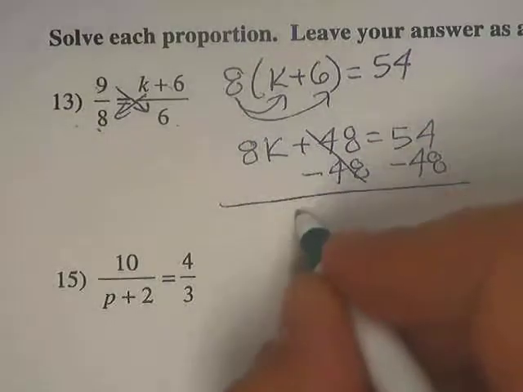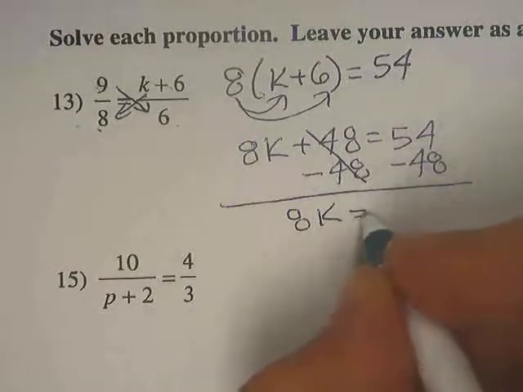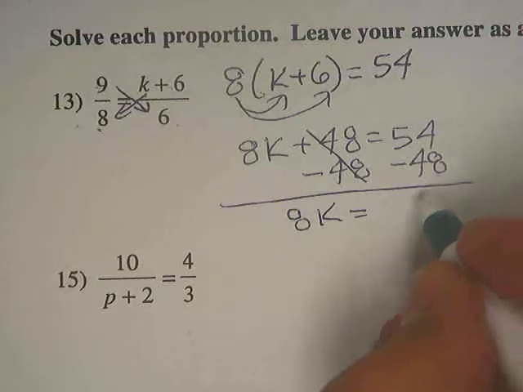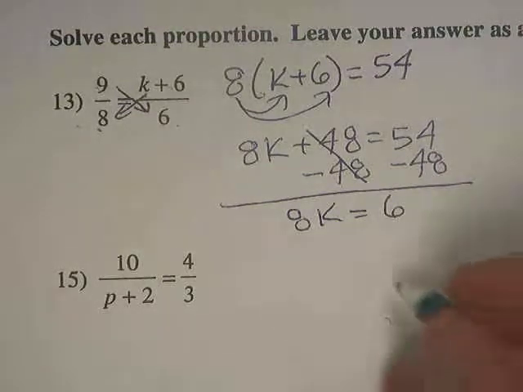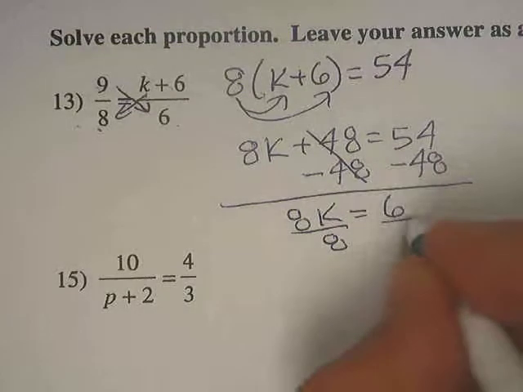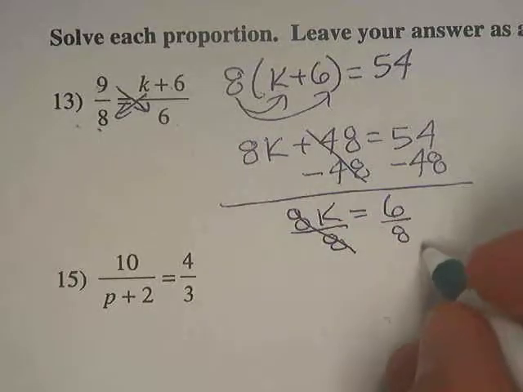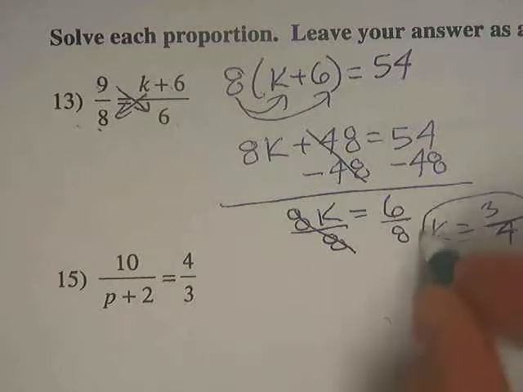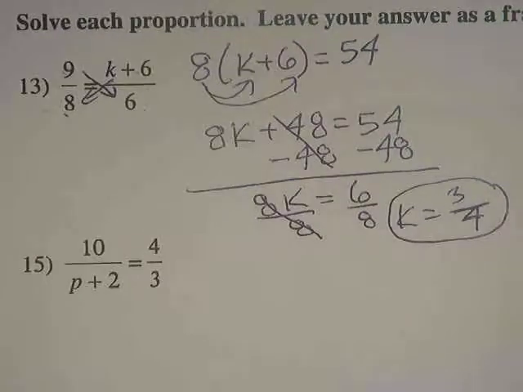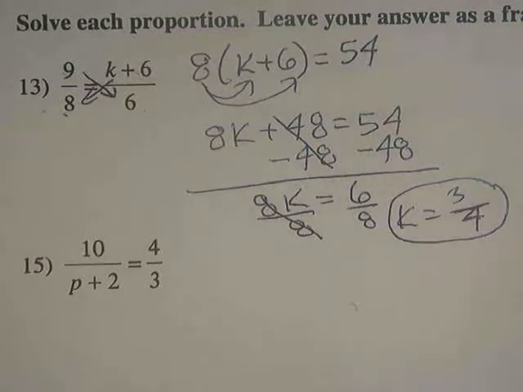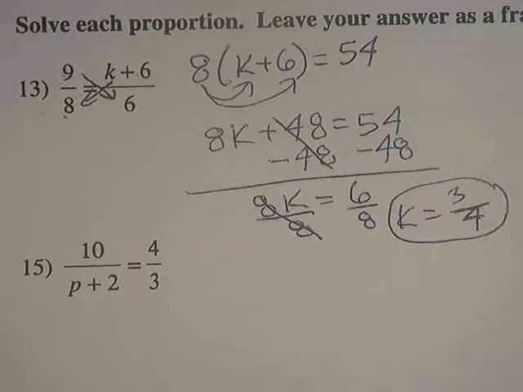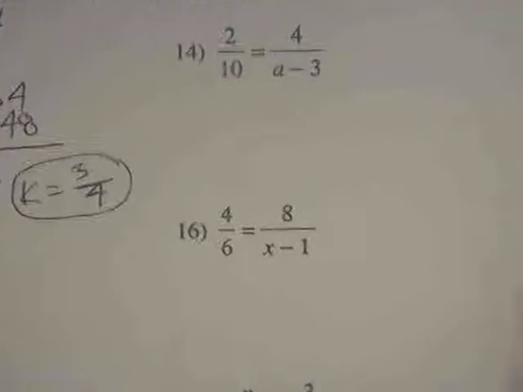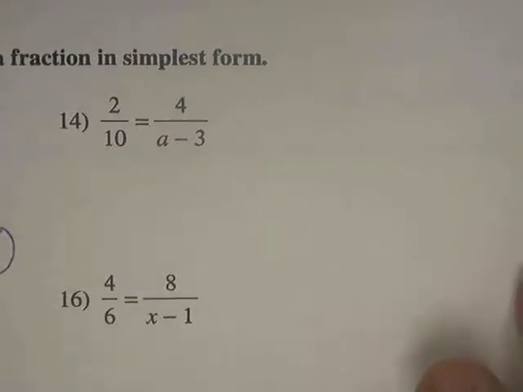Then I would subtract 48 from both sides. Remember, whatever you do to one side, you have to do the same thing to the other. This cancels out. I'm left with 8k is equal to 54 minus 48, which is 6. Divided by 8. And reduce it. K is equal to 3/4. Or as a decimal, that'd be 0.75.